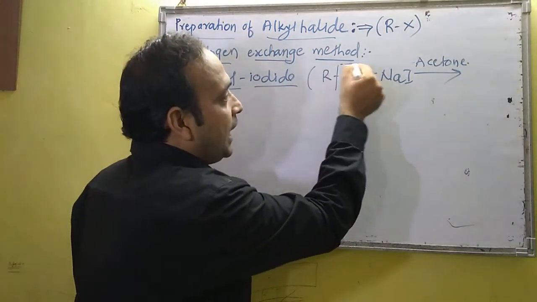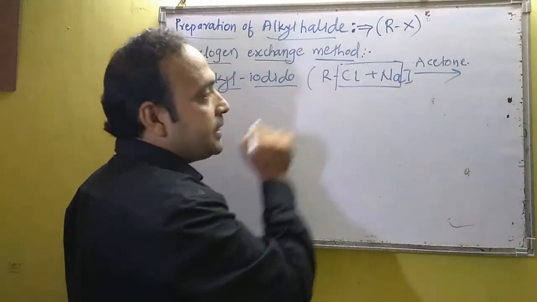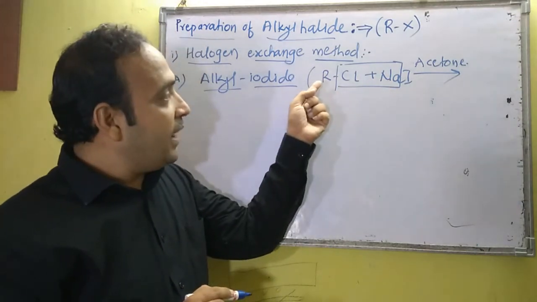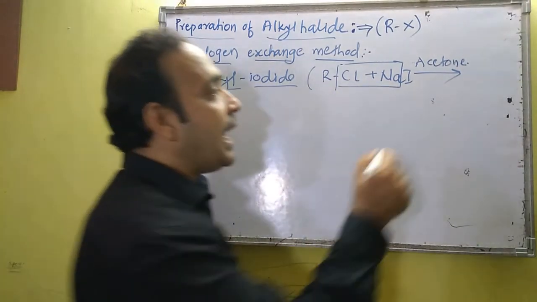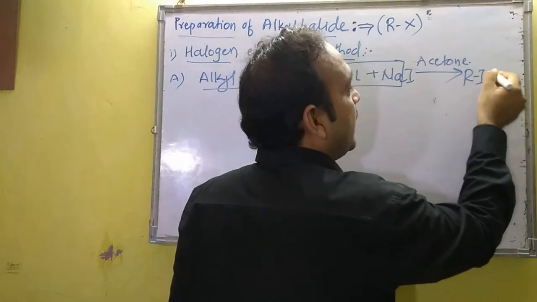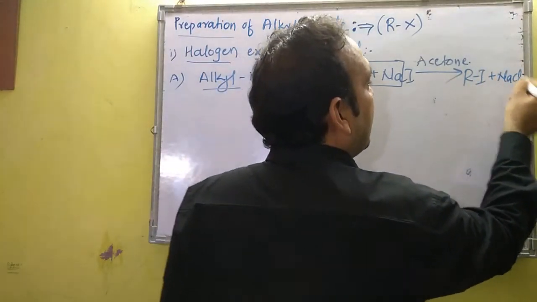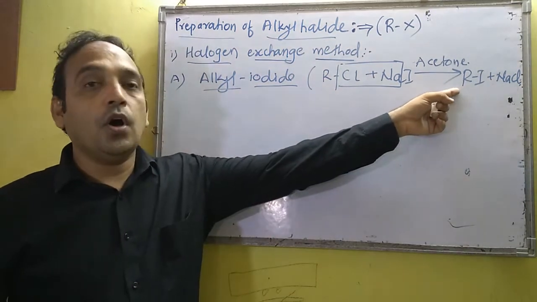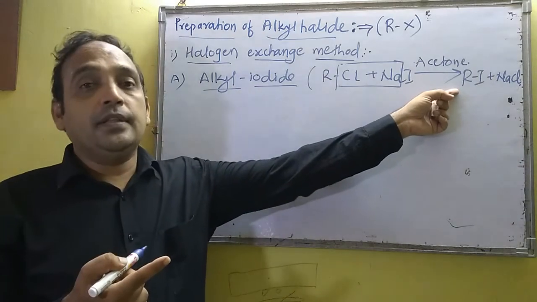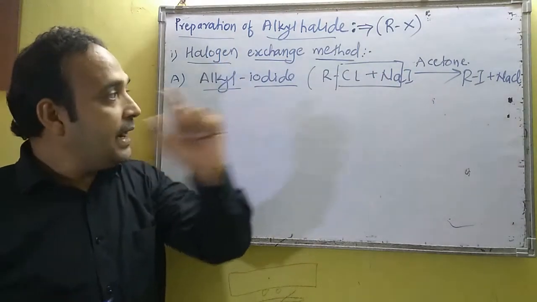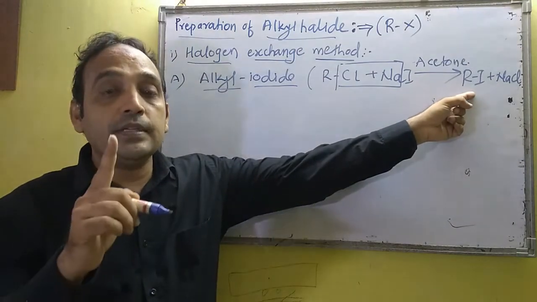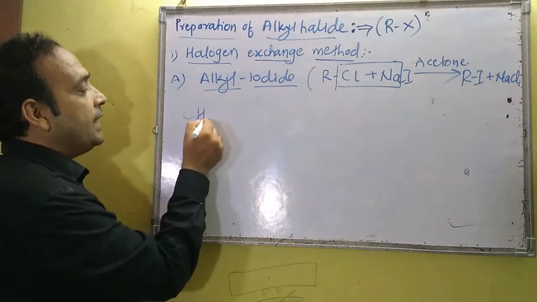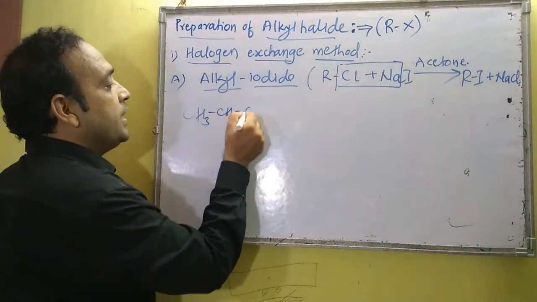Now in this reaction, the halide, that is Cl from RCl, and Na are removed as NaCl, and after removal of NaCl my remaining part is RI, and RI is called alkyl iodide. This is the first preparation method of the halogen exchange method to form alkyl halides, and especially the alkyl halide formed is alkyl iodide.